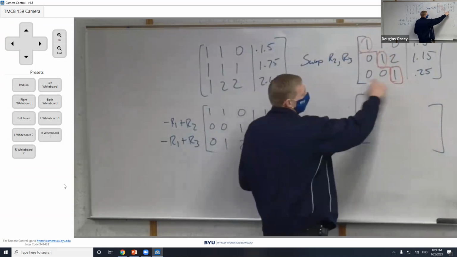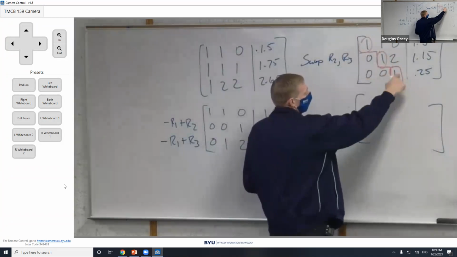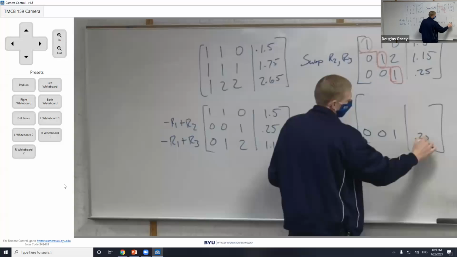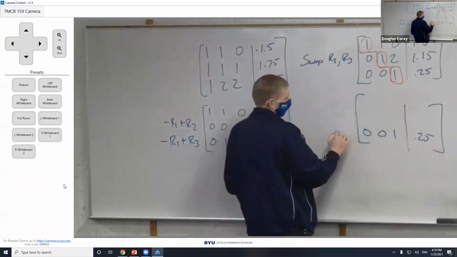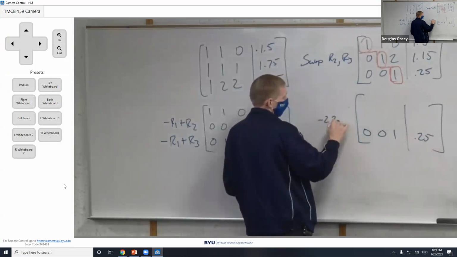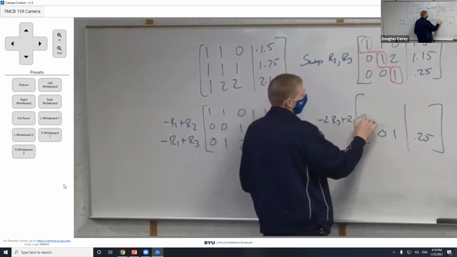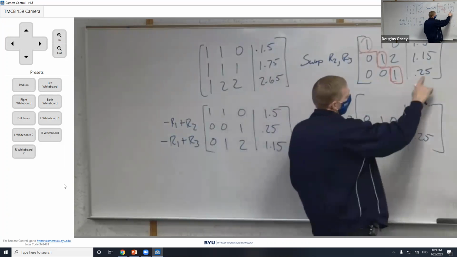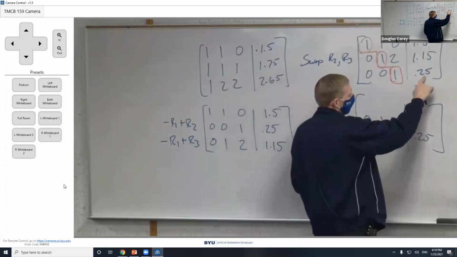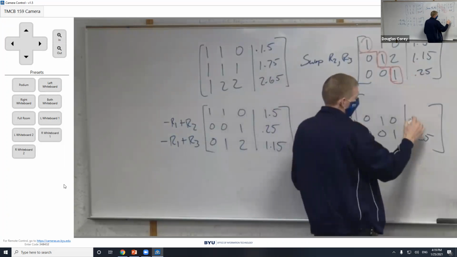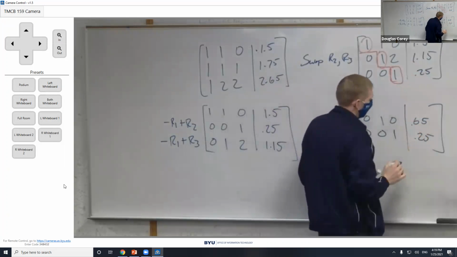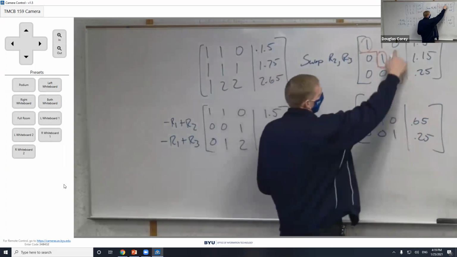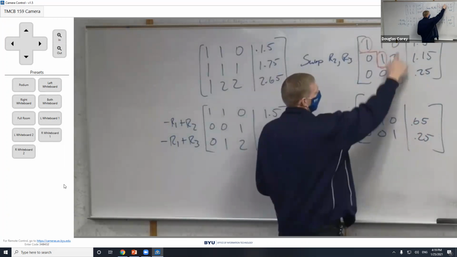So I'm going to keep this bottom row, then multiply by a -2 and add it to this row. So -2 times row 3 plus row 2, and that'll get me 0, 1, 0. So a -2 here is going to be a -0.5, and then add here, and I get 0.65, is that right? And then this is already 0, so I don't have to use this one to make that 0.